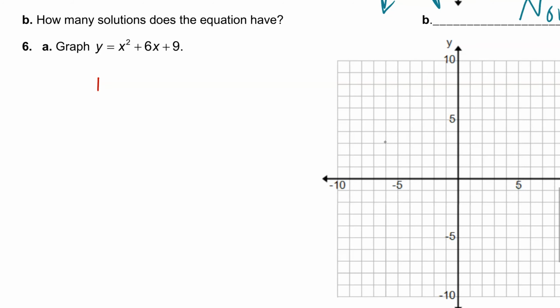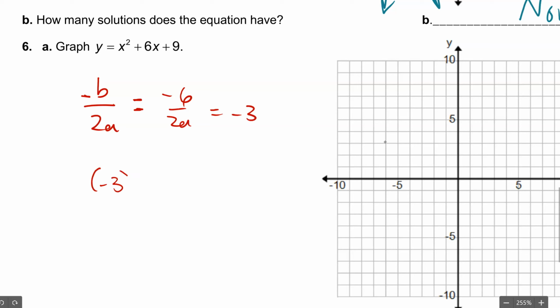So -b over 2a. What is my vertex? Three. I'm guessing, I think it's going to be at -3. And if I plug in -3, you get 0. Is this facing up or down? It is facing up. So if I'm going up from here, how many solutions will I have? Isn't that 9? 9 minus 18 plus 9 is 0. Oh, I forgot it's 18.